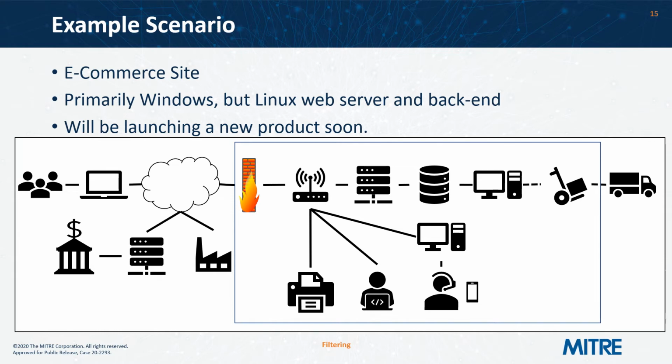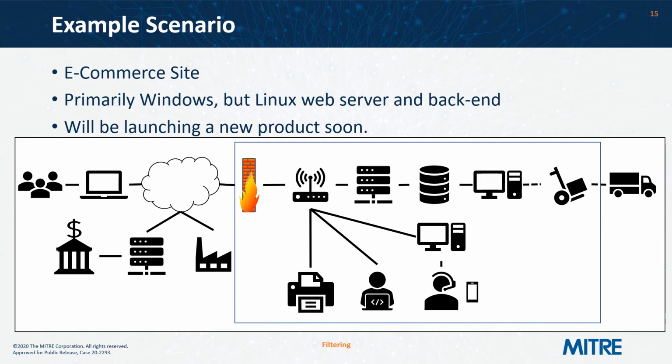Call center employees use Windows desktops and might bring in their own personal mobile devices. Web developers also work within this enclave to keep the site updated. The web server is running Linux and connects to a data repository, which is also accessed by a shipping management system to handle deliveries from the warehouse. Requests for new manufacturing from the factory go out through the firewall.